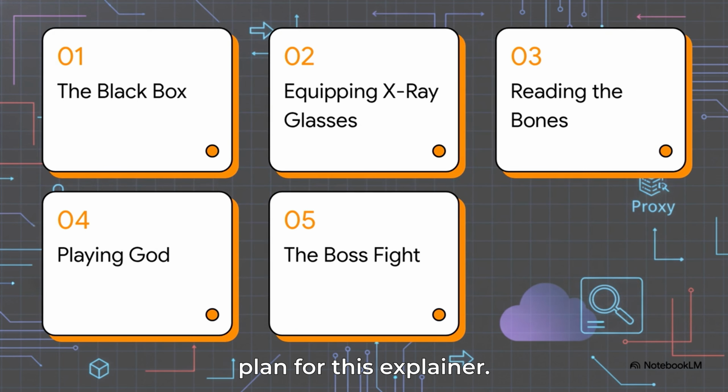So here's our game plan for this explainer. First, we'll look at the black box. 2 will be equipping the X-ray glasses. 3, reading the bones. 4, playing God. And finally, 5, the boss fight, where we'll actually fix a 401 error.